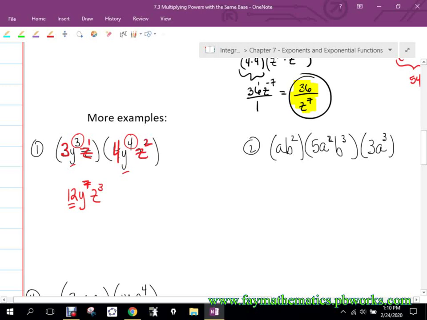Wait. What was the last part again? How do you get that? So the z's are the same base, right? Yeah. So we take that 1 and that 2 and add those together, and it gives us our exponent for z to the third.